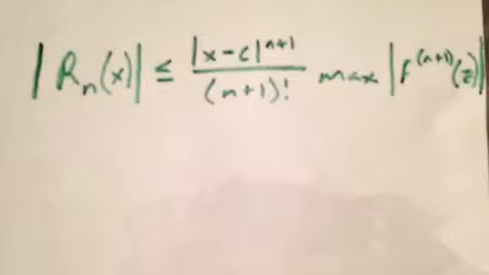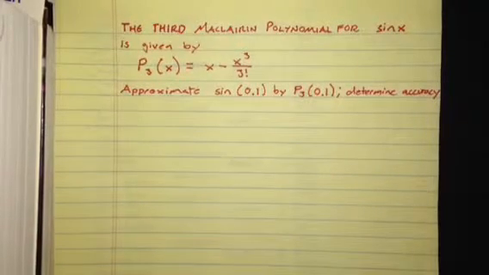Alright, so when you're finding your margin of error, specifically the error, you're going to have to set bounds for the remainder. And this is how you do it. You'll take the absolute value and set it less than the absolute value of x minus c to the n plus 1 over n plus 1 factorial times the maximum value of f sub n plus 1 of z. Now you'll notice that this looks almost exactly like the previous equation, which is great.